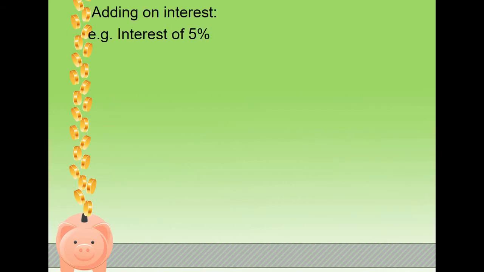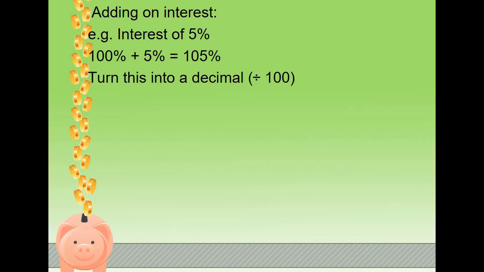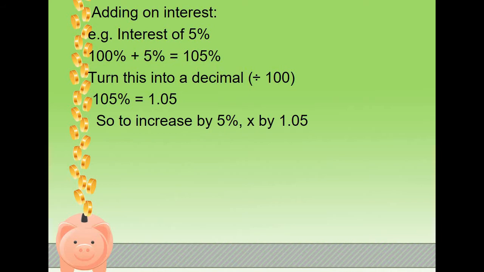So we're going to look at a faster way of increasing by percentages. Okay, so if you're increasing by 5%, you add it to 100%, which is 105%, and then you can divide by 100 to turn it into a decimal, because percentages turn into decimals by dividing by 100, and it gives you 1.05. So what you can do is just multiply the amount of money, or the amount that you're trying to increase, by this multiplier 1.05.